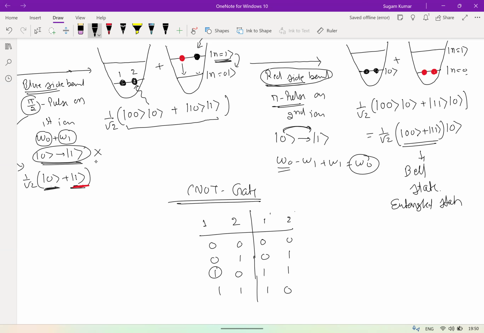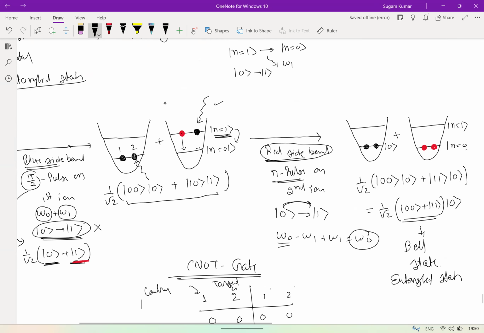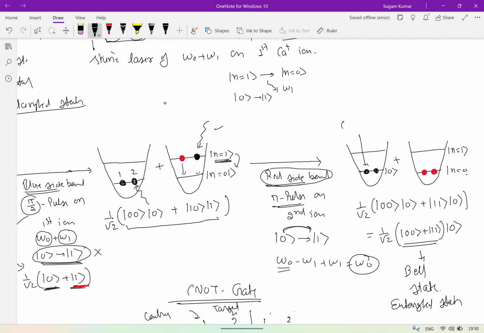So this is the target, and this is the control bit. So you can see that here the first one is going to act like a control bit, and the second is going to act like a target bit. So it is a superposition. So I think I should avoid targeting the single ions in this way, because this is a superposition state.